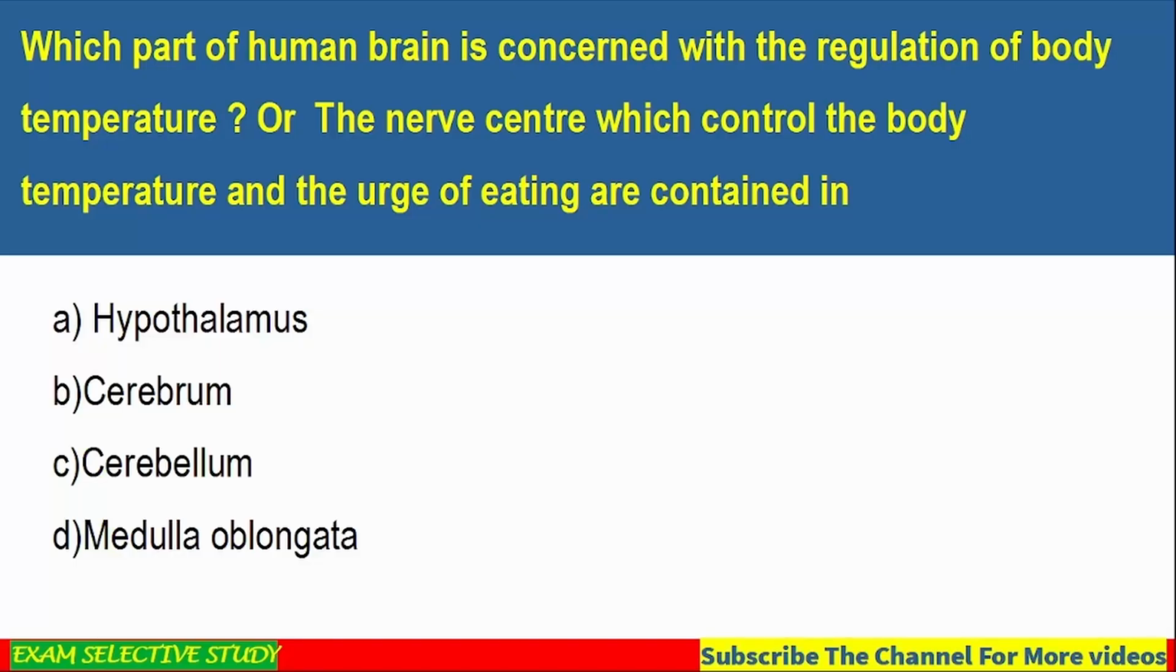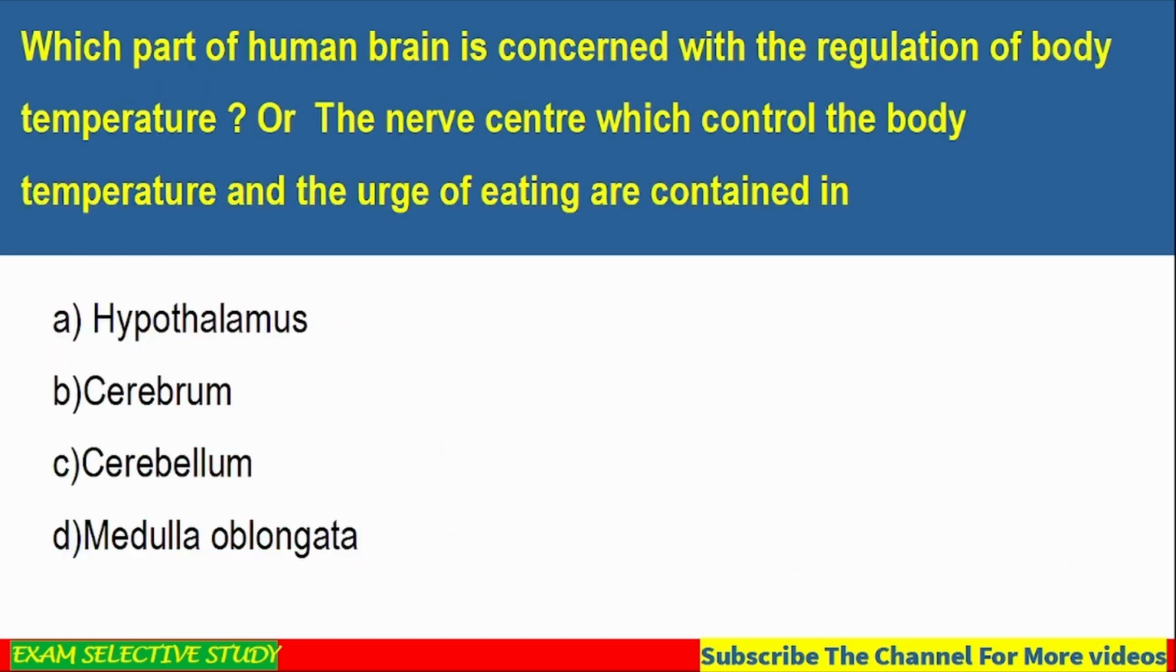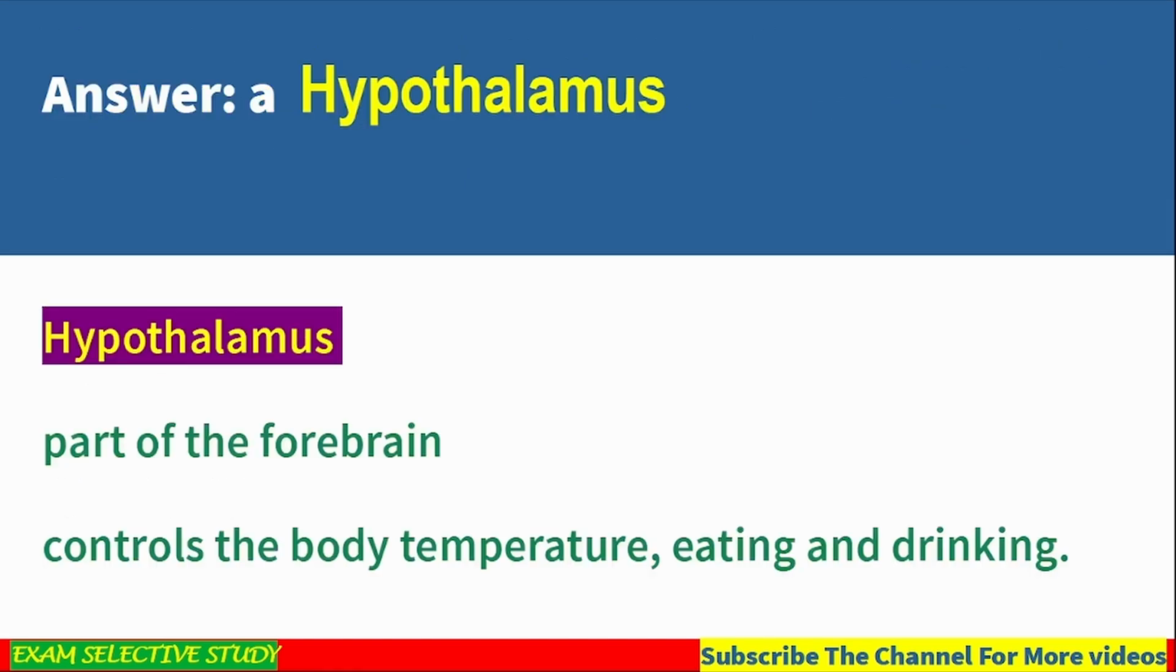Which part of human brain is concerned with the regulation of body temperature? Or the nerve center which controls the body temperature and the urge of eating are contained in: options hypothalamus, cerebrum, cerebellum, medulla oblongata. Answer: hypothalamus. Hypothalamus is part of the forebrain. It controls the body temperature, eating and drinking.